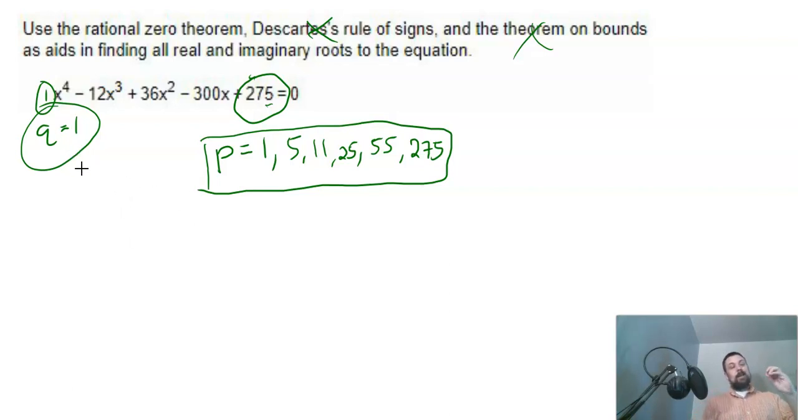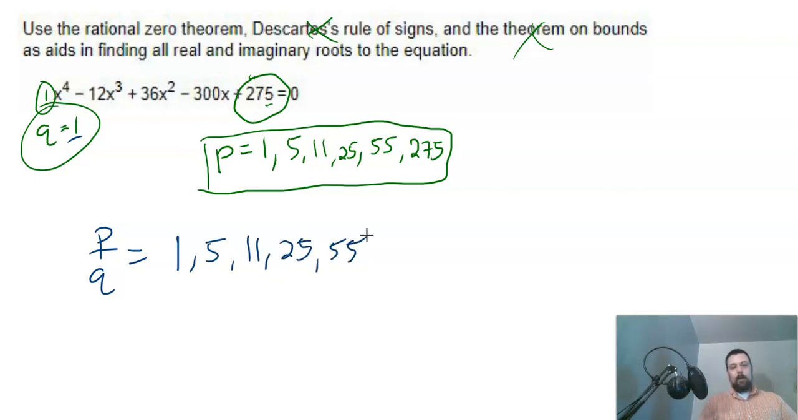But Q equals 1 is kind of best case scenario for us, right? Because that means no fractions. So I take every possible combination of a P divided by a Q, but since Q can only equal 1, when I divide all these numbers by 1, I just get these numbers back, right? 1 divided by 1 is just 1 again. 5 divided by 1 is just 5 again, so on and so forth. So I'll get 11, 25, 55, and 275.